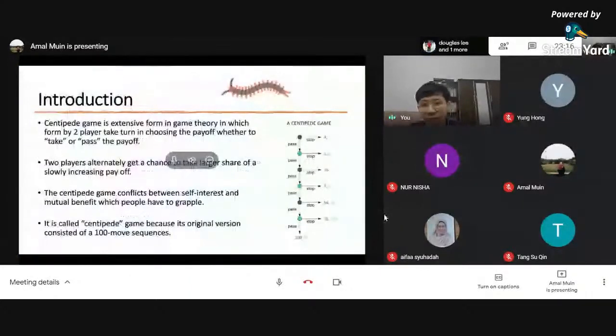So the Centipede game is an extensive form game in game theory, formed by two players who take turns choosing whether to take or pass the payoff. Two players alternately get a chance to take a larger share of a slowly increasing payoff. The Centipede game shows the conflict between self-interest and mutual benefit, which people have to grapple with.